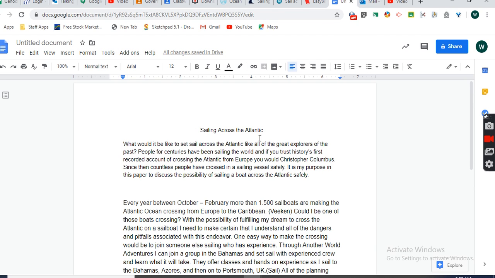Or my paper. So I gave it a little title. I started with a hook. What would it be like to set sail across the Atlantic like all of the great explorers of the past? And then I began to create my transition sentence down to my purpose or thesis statement. My purpose in this paper is to discuss the possibility of sailing a boat across the Atlantic safely. And so I'm going to look at some different options and things about how to do that.